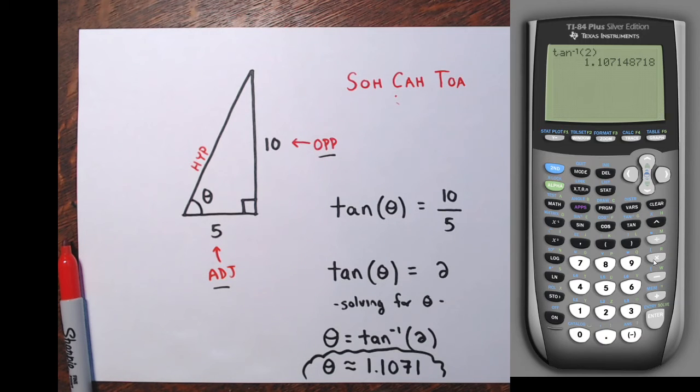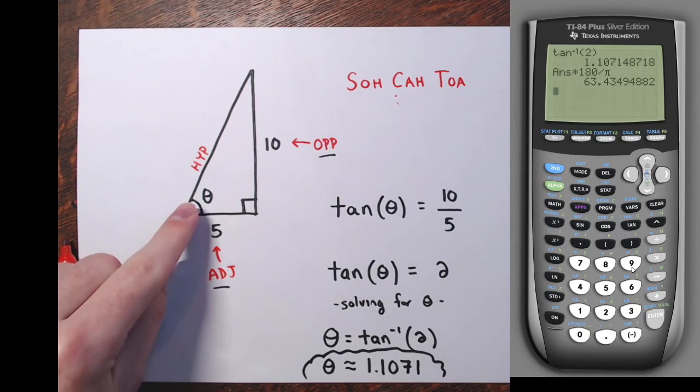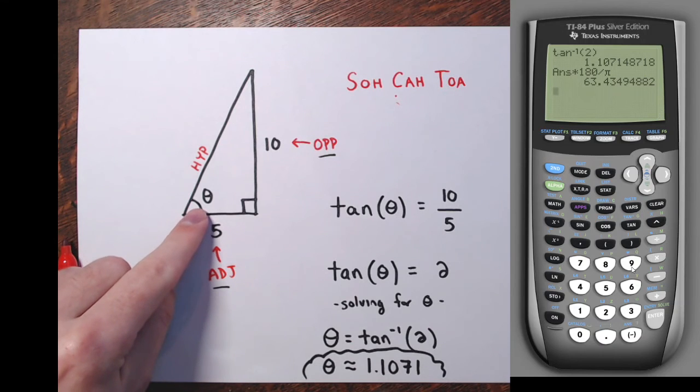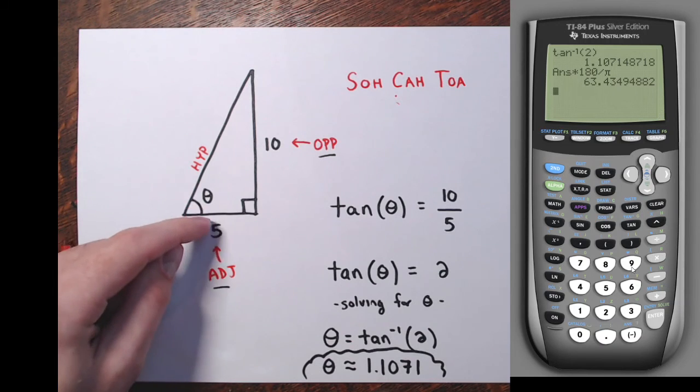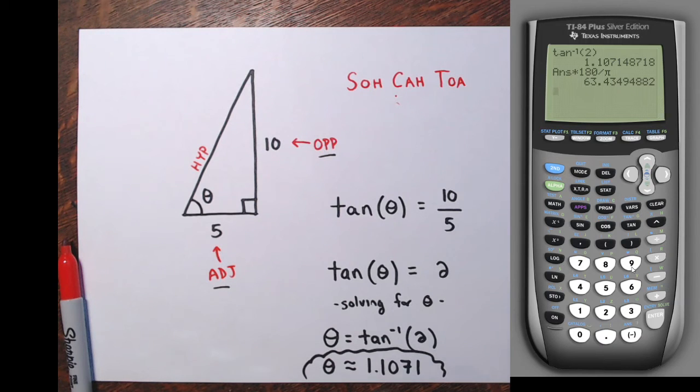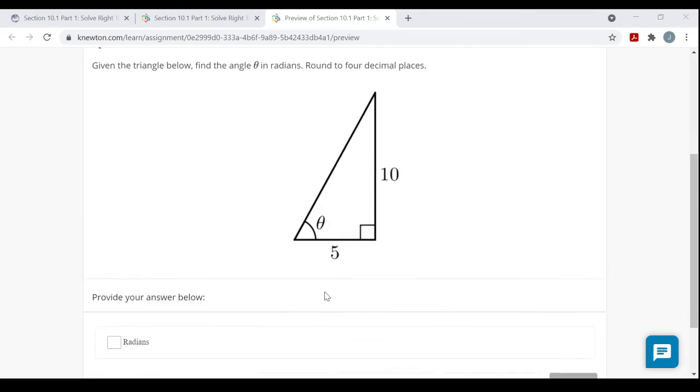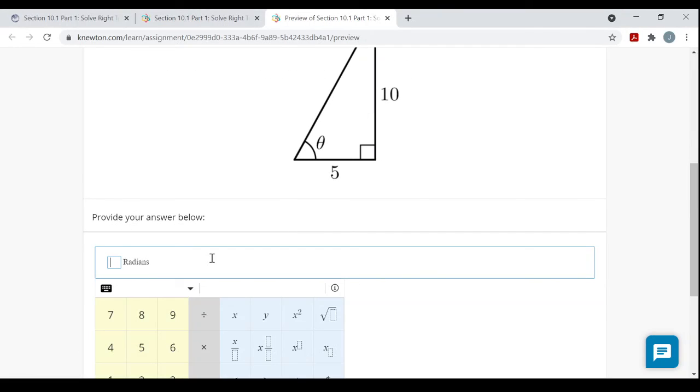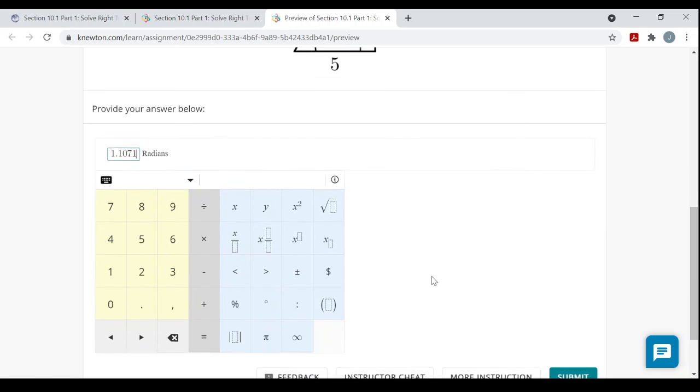Now if you want to know how many degrees that is, just take your radians and multiply by 180 over pi. So this angle is approximately 63 degrees, almost 63.5 degrees. But we're asked for radians, so back to here I'm going to enter 1.1071, rounded to 4 decimal places.